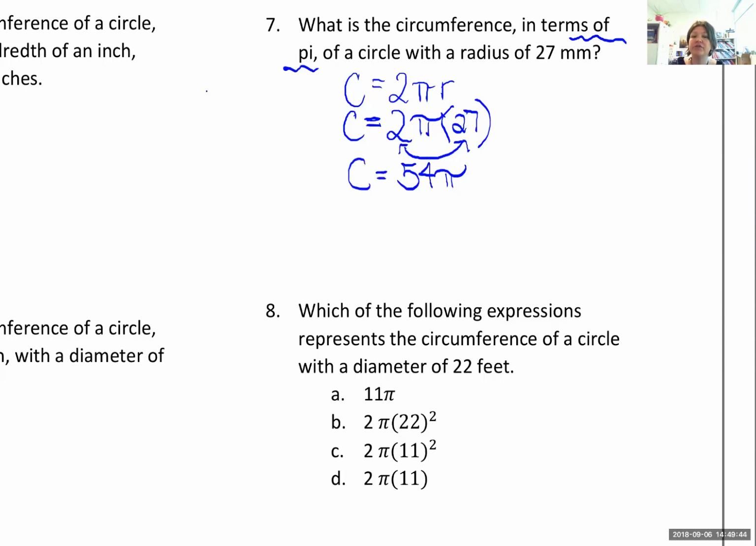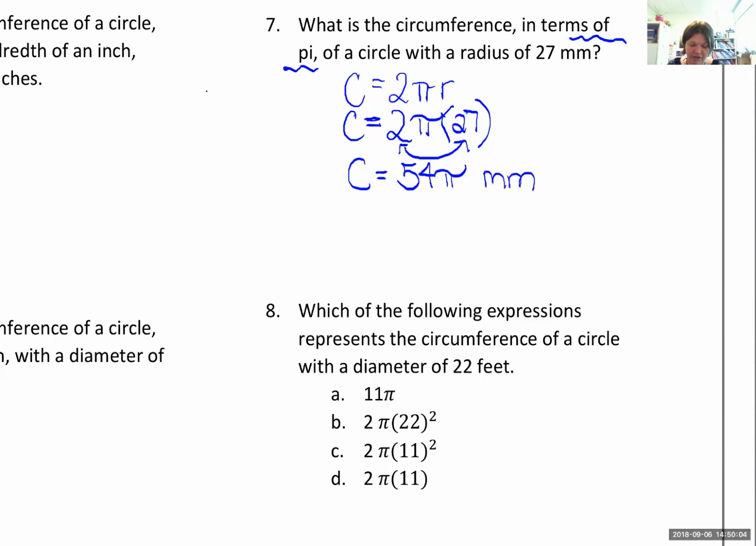So what is the circumference? The circumference is 54 pies. And all mathematicians are super happy about that. We love it. 54 exact, perfect, beautiful pi. Equals 54 pi mm. Yes, I haven't gotten there yet, but yes, you're right. It's not the unit, that's the number. So we're going to put a unit on there.